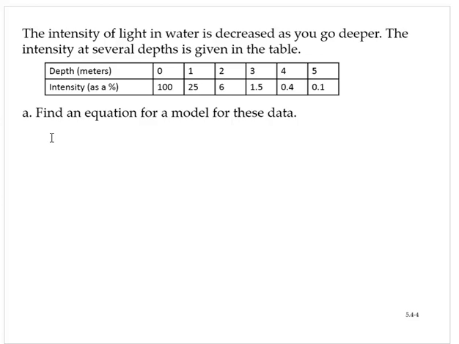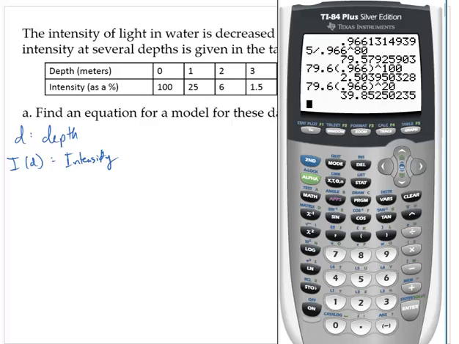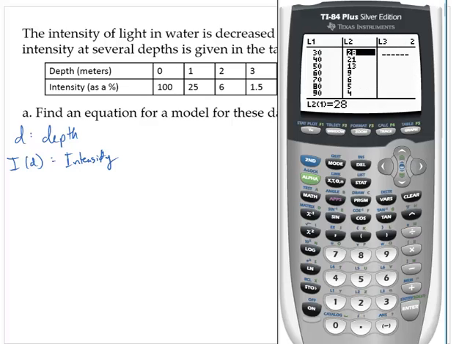All right, as before, let's create a model. Let's call D the depth, and let's call I of D the intensity. All right, so let's look at the data. Let's edit our points. Let me clear out the old stuff. Let's look at some new stuff. So 0, 1, 2, 3, 4, and 5. 100%, 25%, 6%, 1.5%, 0.4%, 0.1%.